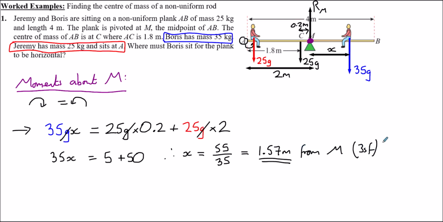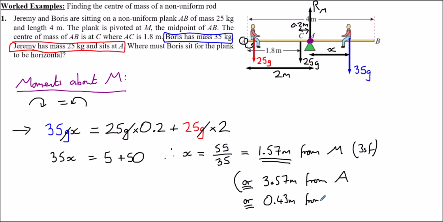Now this distance could be written in different forms. For example, we could have given Boris's distance relative to A. If A to M is 2, and that's an extra 1.57, we could have said, for example, Boris needs to be 3.57 meters from A, or we could have given his position relative to the end at B. So if from here to here is 3.57, and the whole length of this plank is 4, then the distance between Boris and the end of the plank at this end will be 4 minus 3.57, which is about 0.43 meters.